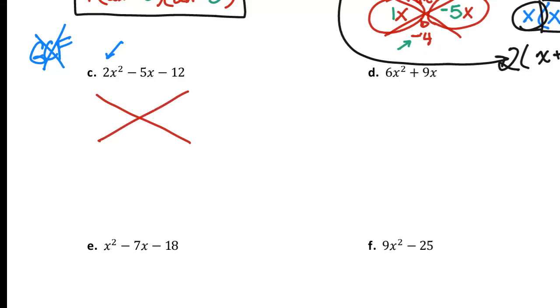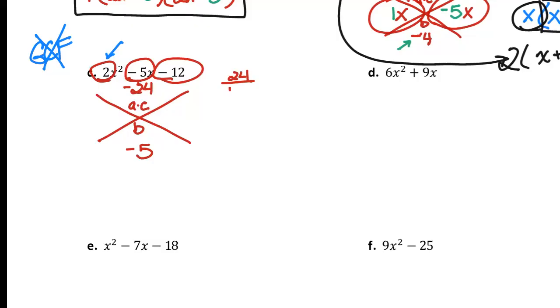Okay. So here we have A times C. We have B at the bottom. A is 2. C is negative 12. 2 times negative 12 is negative 24. My B value is negative 5. So I'm looking at 2 factors of 24 that add up to 5 or negative 5.